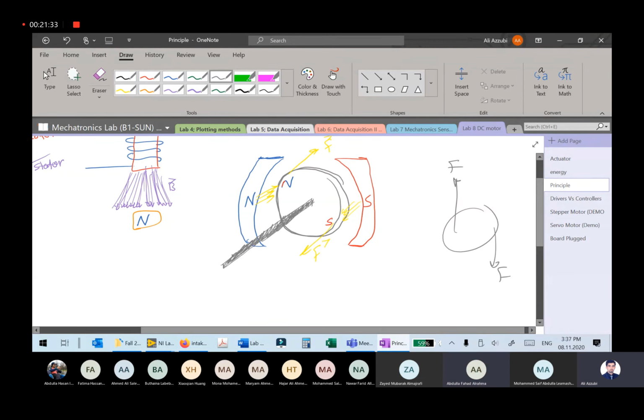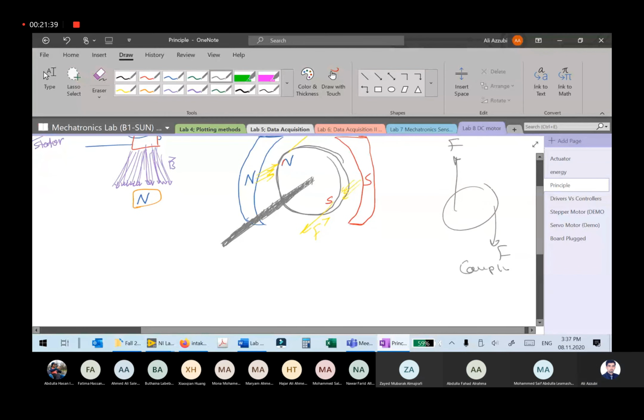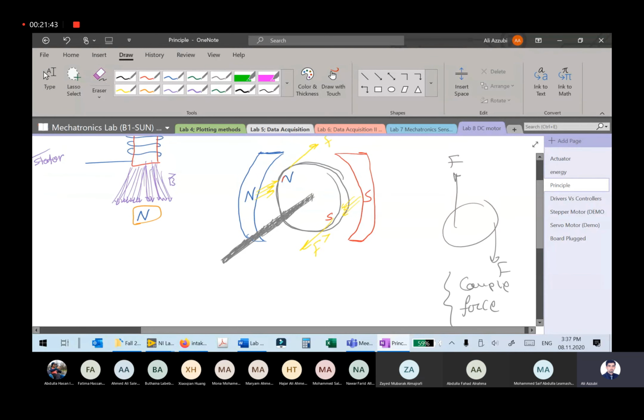Couple force? Couple force, exactly. Okay, so basically inside DC motors we have what you call couple force. Okay, so the couple force, if it is on a shaft, then we will call it a torque. Okay, so consequently we have a torque.